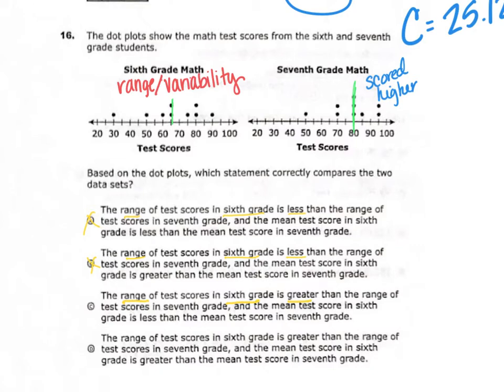So let's keep reading. And the mean or the average, or generally speaking, the 6th graders did less than the average of the 7th grade. Now, we didn't actually average these test grades out, but we did say that based on the dots, the 7th graders did better. So the average 6th grade score would be less than the average 7th grade score. That one is true.